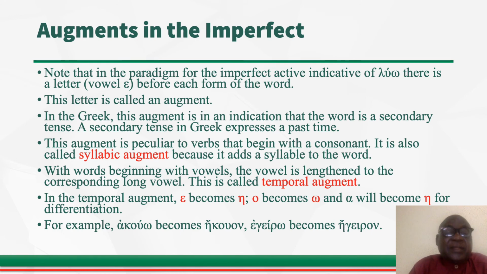Remember what we have learned under the rules of syllabification. Now, with words beginning with vowels, that vowel will be lengthened to the next corresponding long vowel, and that is called temporal augment. In temporal augment, epsilon becomes eta, omicron becomes omega, and alpha becomes eta, for differentiation, because if you retain alpha, you will not know whether it is a long alpha or a short alpha. An example here is akouo, which will become ekouon, and ago, which will become egon.